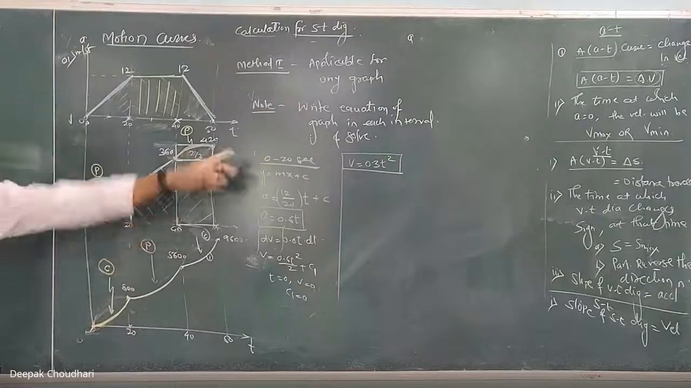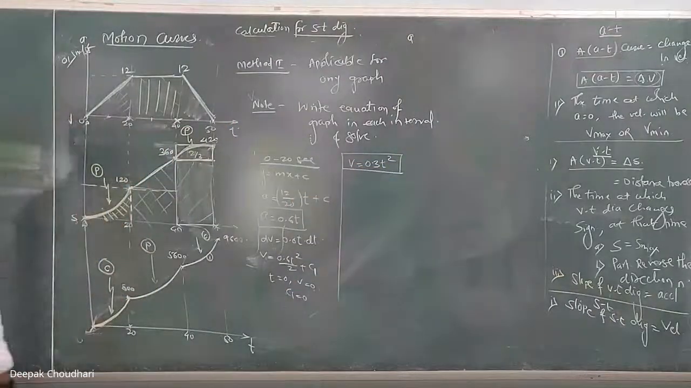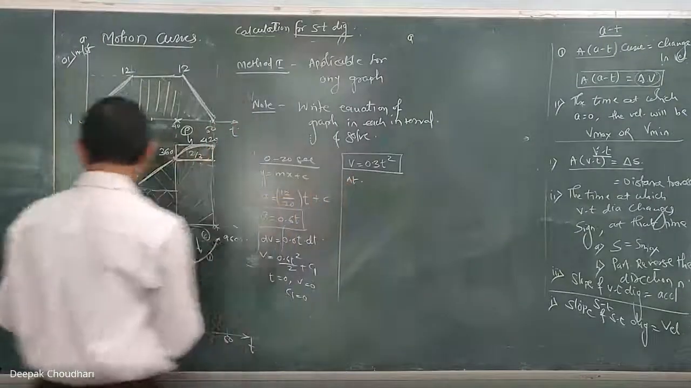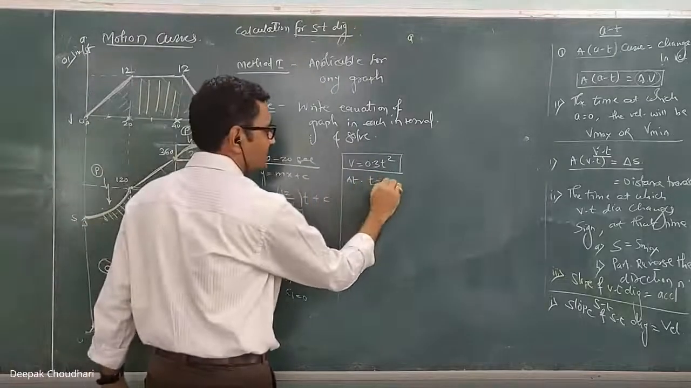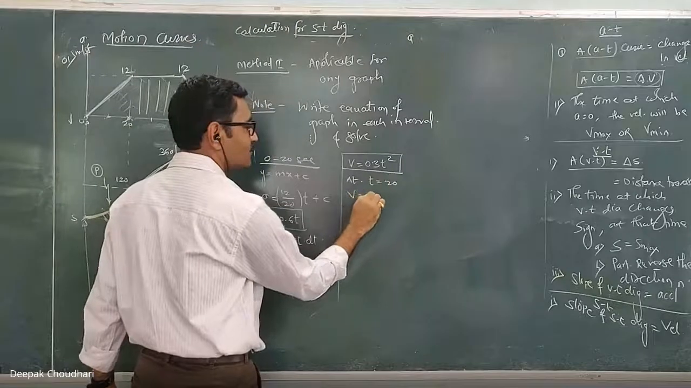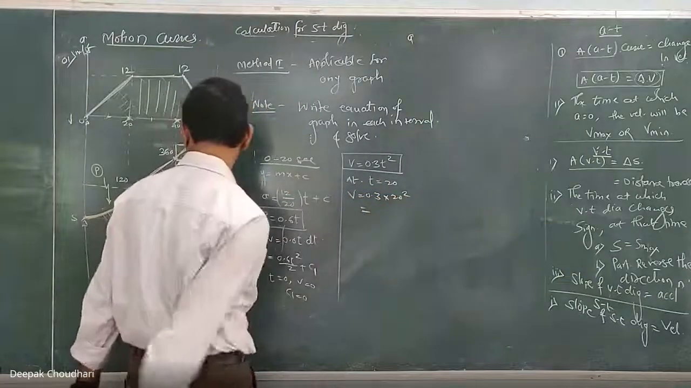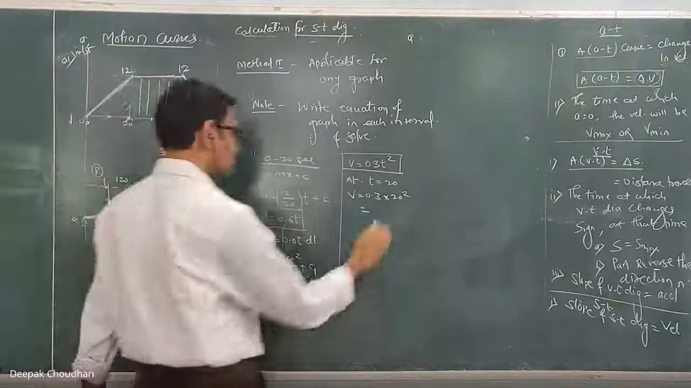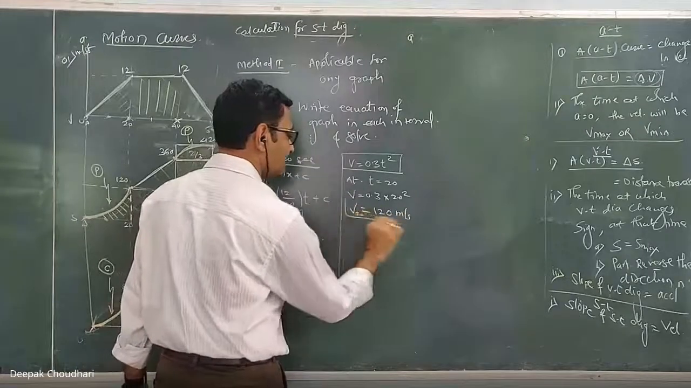ये vt curve का वो equation आ गया है. ये equation से भी मैं बोल सकता हूँ कि this will be a parabola. It is a second degree equation. Understood? Now I want to calculate the velocity at t equal to 20. So at t equal to 20, if I substitute, v equal to 0.3 into 20 square. 20 square is 400. 400 into 0.3. How much? It is 120 meter per second. This is the velocity at t equal to 20.